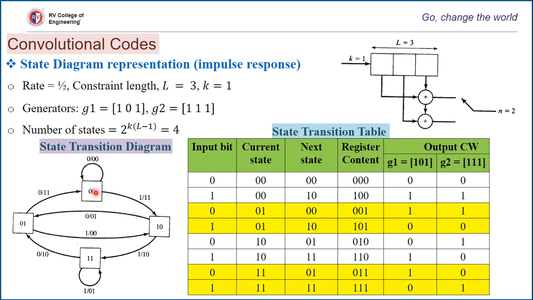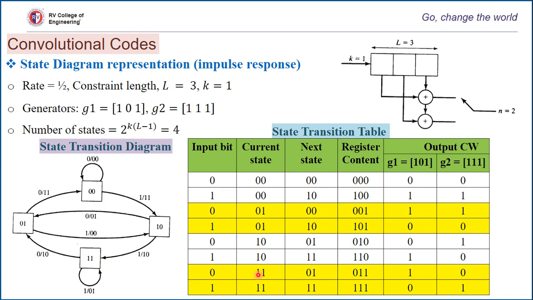From 00, the state will change if the incoming bit is 1. So the input bit is 1 here. The output would be 1 1, so /11 represents the output bit combination. But with that input bit being 1, the next state would be 10, and hence the transition from state 00 to state 10 has happened. You can continue doing the same for other combinations in the state transition table.